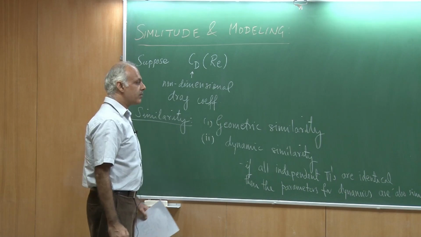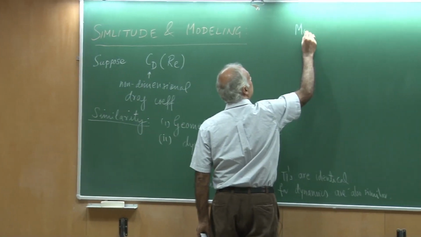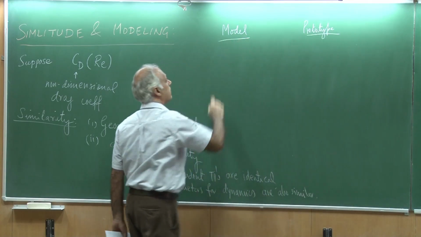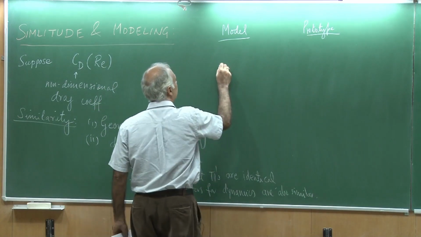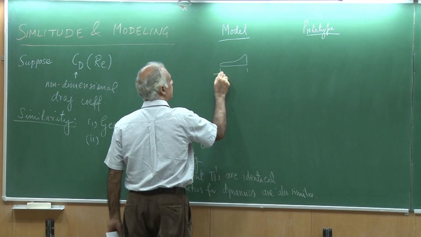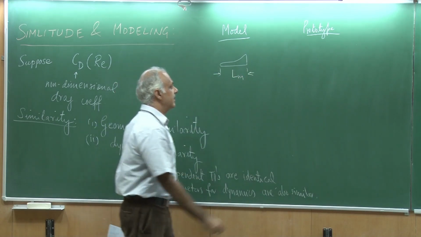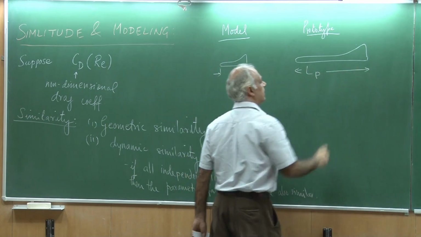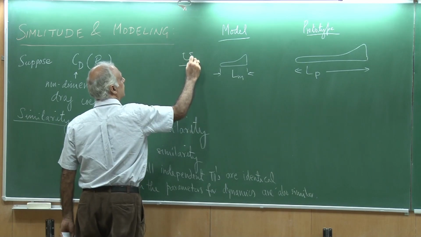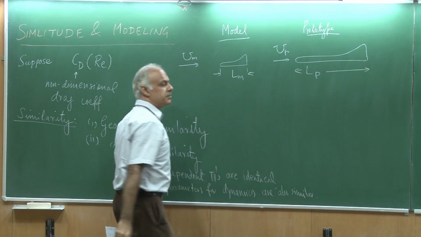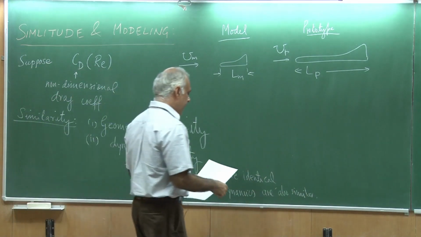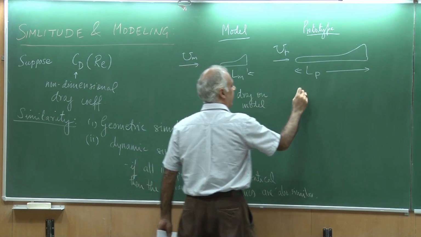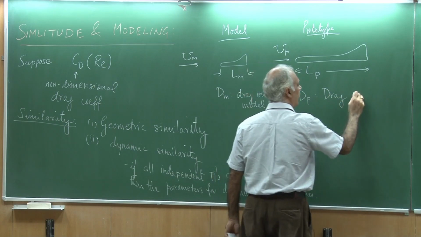So, to illustrate this example, what we can do is we can talk about a model and we can talk about a prototype. So, suppose I have an aircraft where I am doing some testing, and let us say this is the length of the model, and maybe I have a prototype which is probably larger, and this is the length of the prototype. I had a speed of Um here, I had a speed of Up here, and Dm, let us say, is the drag on the model, and let us say Dp is the drag force on the prototype.